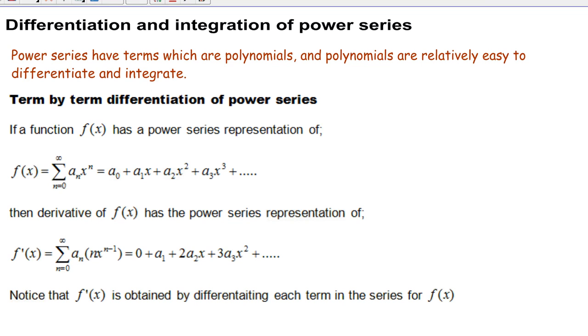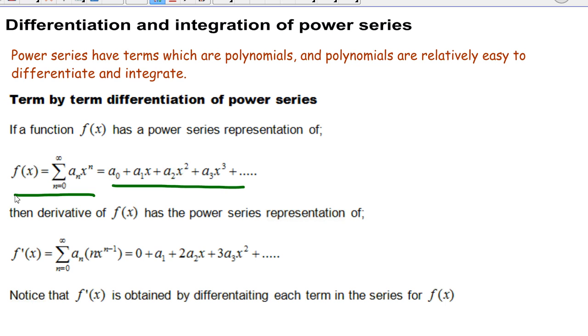We have already seen that power series have terms which are polynomials, and polynomials from our previous experience are relatively easy to differentiate and integrate. Now, suppose we have a function that can be represented as a power series where f of x is equal to this bit here. You can actually write the first few terms of that power series like that.